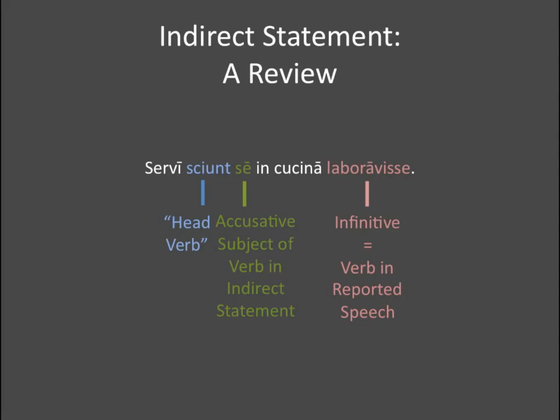So how do we translate this sentence? The slaves know that they have worked in the kitchen.